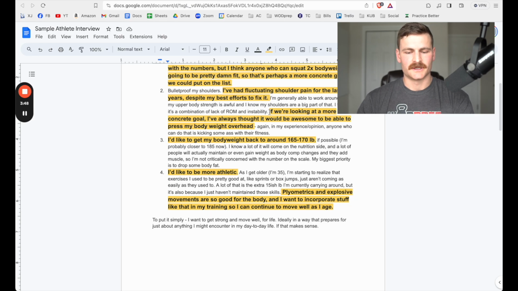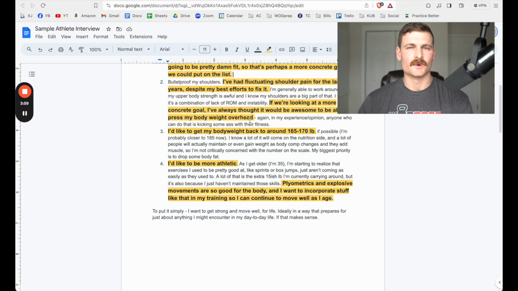And if he was looking at a more concrete goal, again, he's always thought it would be awesome to be able to press his body weight overhead again, which is something that we can definitely pull on as far as goals go. But again, the goal is just to figure out where they're wanting to go.